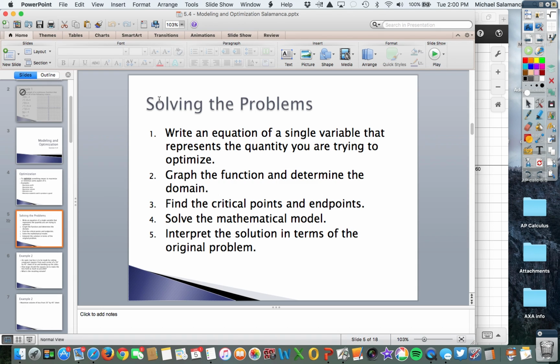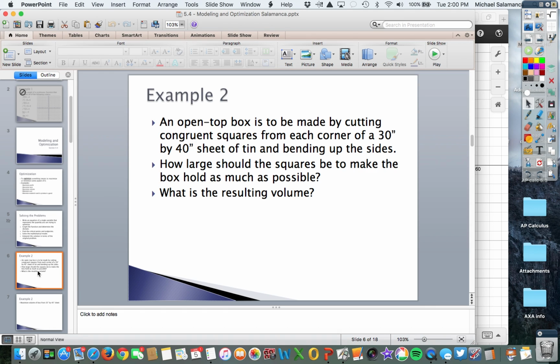They don't give you a lot of equations, so you kind of have to follow these as a guide. Write an equation of a single variable that represents the quantity you are trying to optimize, graph the function and determine the domain, find the critical points and endpoints, solve the mathematical model, and then interpret the solutions in terms of the original problem. So go ahead and write these down and we'll try this problem together.